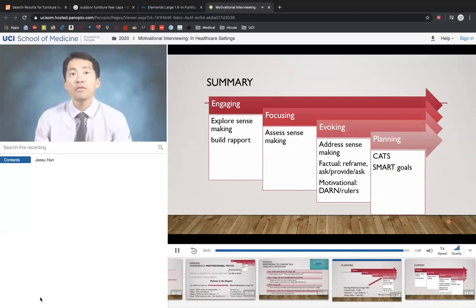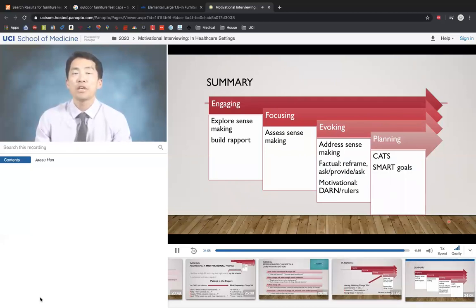So those are the 4 processes of MI. Here is a quick summary. We start with engaging, where we explore the patient's sense-making and we build rapport. We move on to focusing, where we assess the patient's sense-making, followed by evoking, where we address the sense-making, and for factual premises, we reframe. We use the provide-ask tool. If it's a motivational premise, we use the DARN questions and use rulers to use the questions more effectively. And finally, if the patient is expressing CATS, then we know that the patient is ready for the planning stage. And when we do that, we elicit SMART goals from the patient.